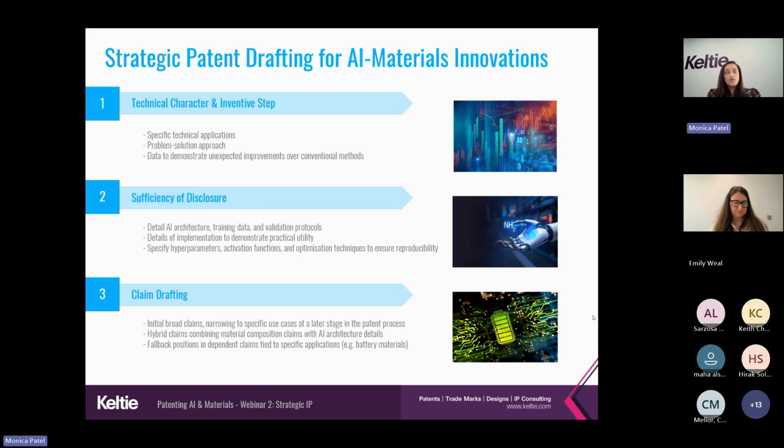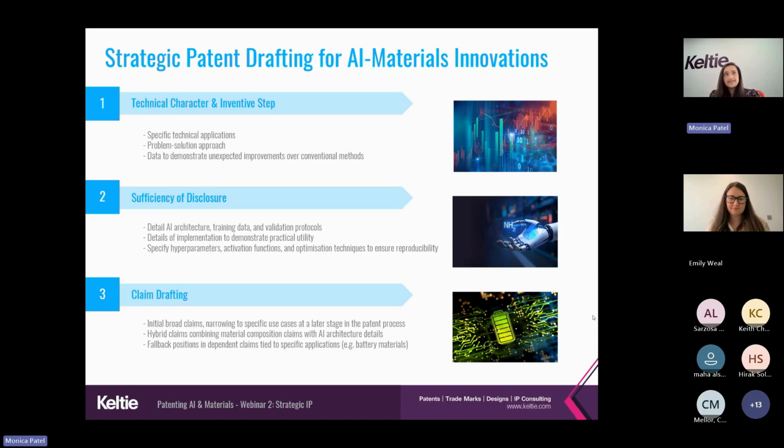Now, where inventions involve software or mathematical methods, it's particularly important to specify and draft the application in a way that follows a problem solution approach and notes explicitly what the technical applications of the invention are. And particularly if it involves an AI model, then we want to include data to demonstrate unexpected improvements over what's conventionally known.